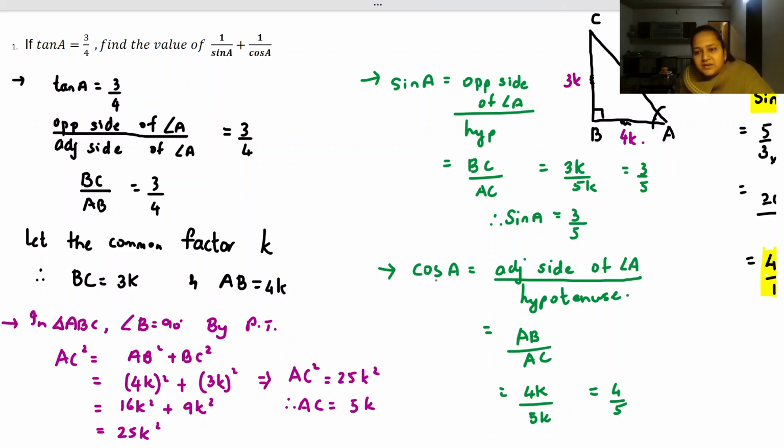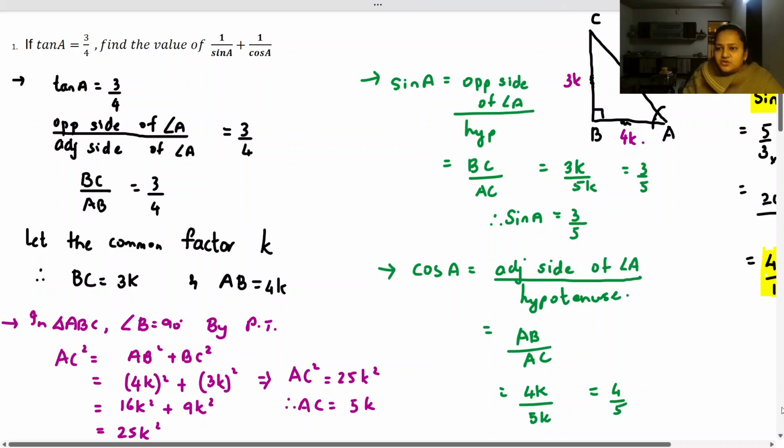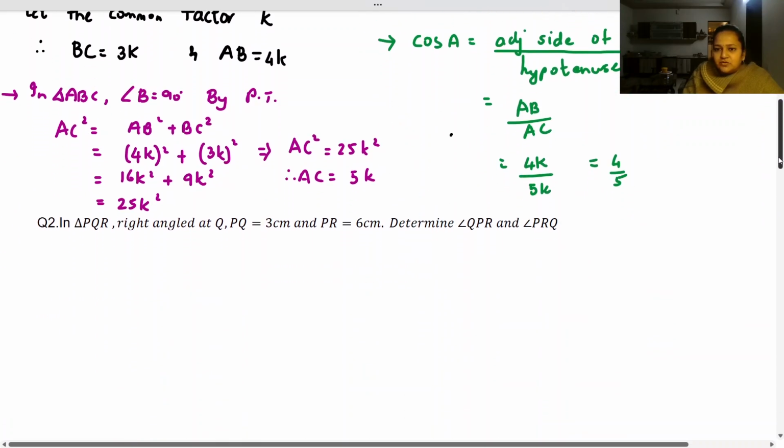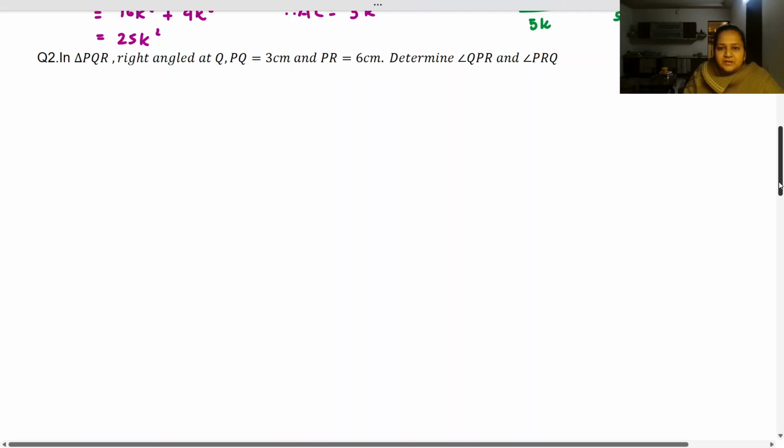See, children, there are many different methods by which you can do it. You can use trigonometric identities to solve this, if you know the identities and if you remember them. If you use the trigonometric identity for tan square, which is sec square minus 1, then also you can find it. Or this is the basic definition method which we have used to find the value of 1 upon sine A plus 1 upon cos A. I hope you have understood this.